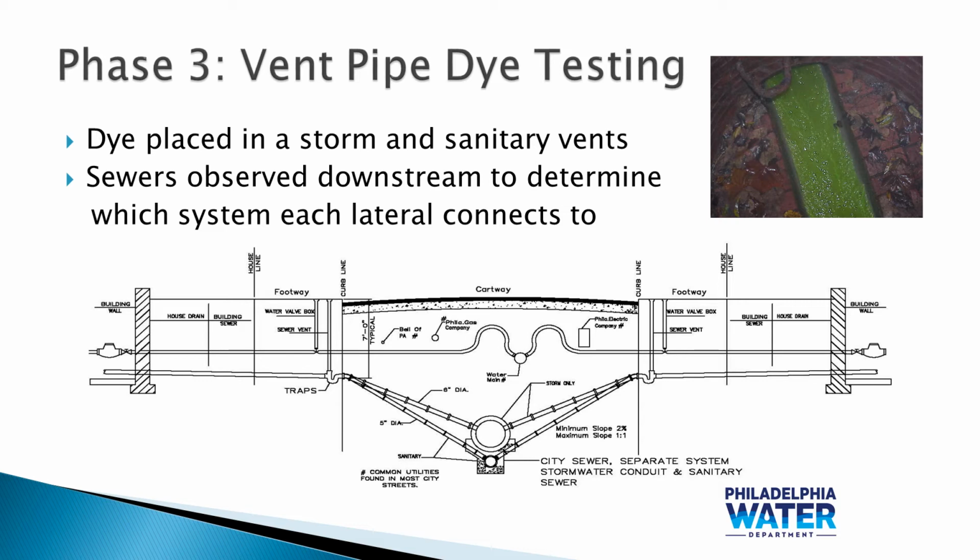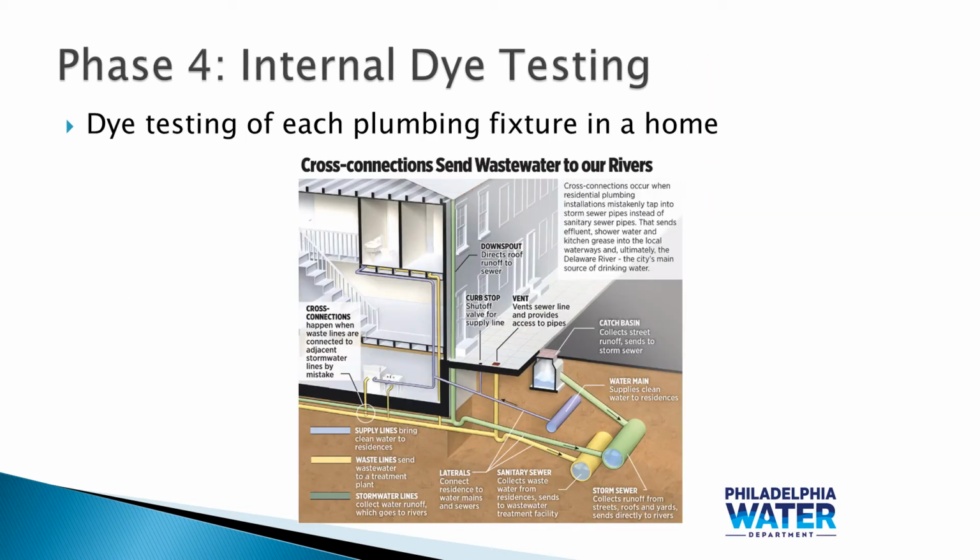If the results of this dye test indicate that the sanitary lateral is actually discharging to the storm sewer, this property will be flagged and we will move on to phase 4 of our investigation. Phase 4 is the final phase of investigation. This is the point in which we finally get inside individual properties to determine where the flow from each and every fixture within that home goes to.